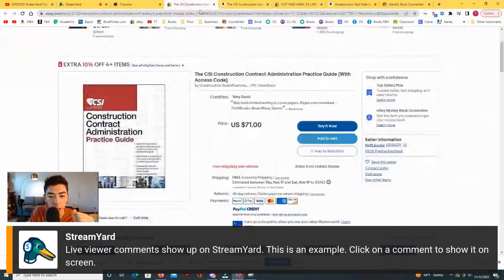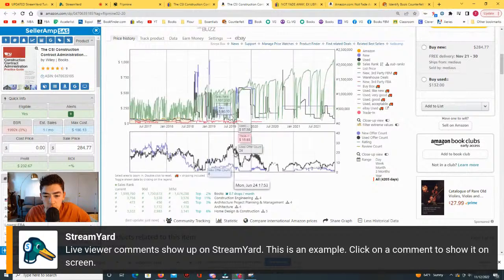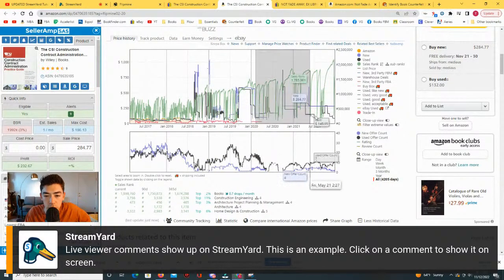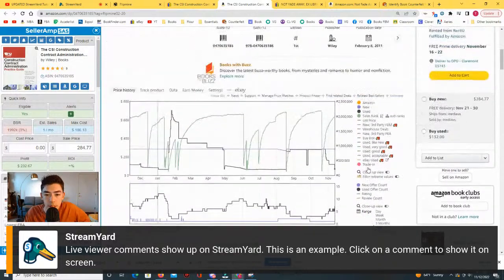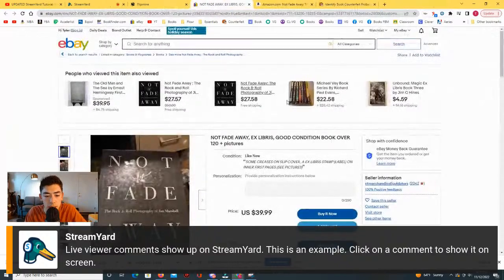But yeah, I wouldn't want to buy this book for $70, because I could have bought it for $63 in July and August. So, if we look a little bit further back, there's some sales that are maybe up there at 150, 160, but yeah, $70 definitely would not be a buy for me.